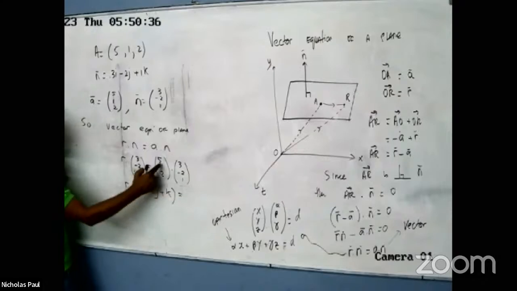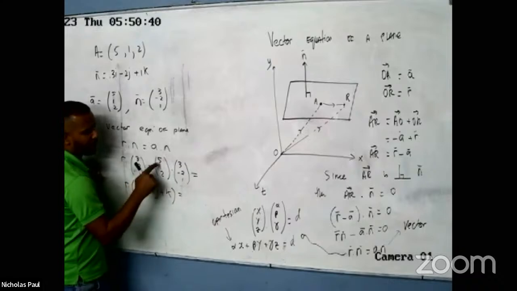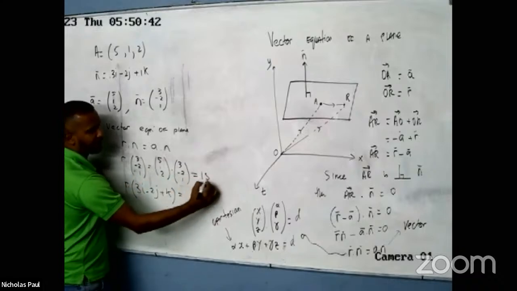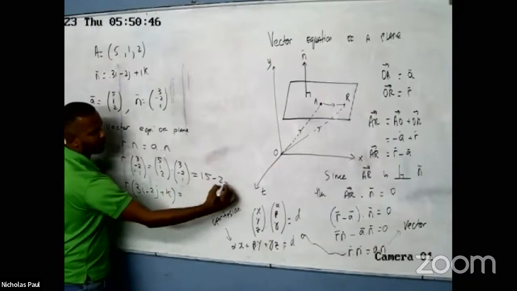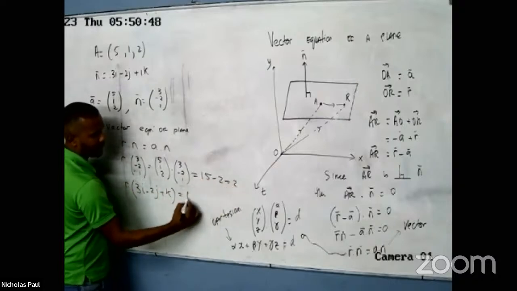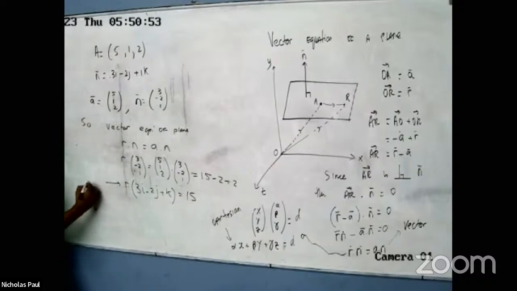Then you work this out. So we work out this product: 5 times 3 is 15, 1 times minus 2, 2 times 1. So you will get 15. That is your vector form. So this here is your vector form.